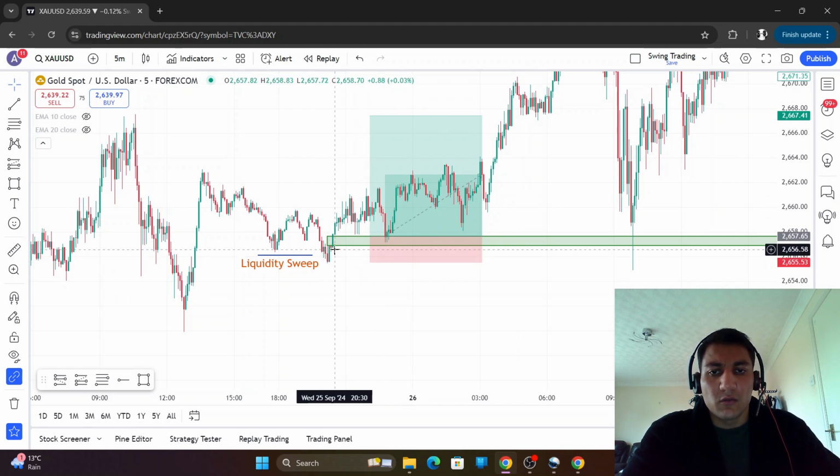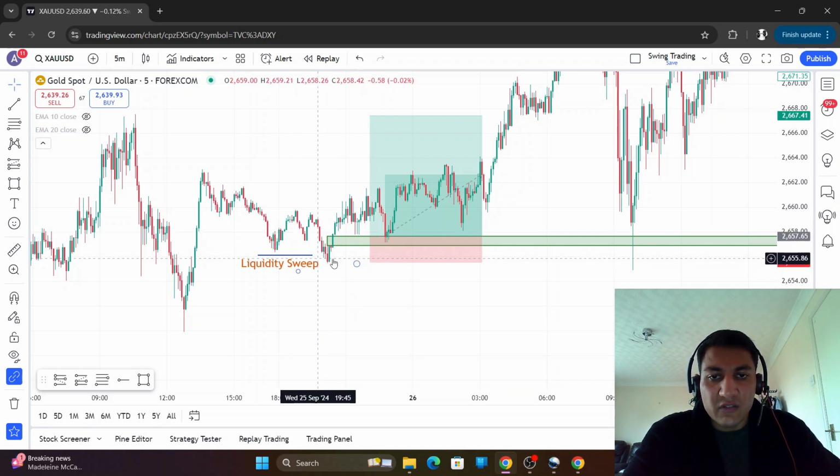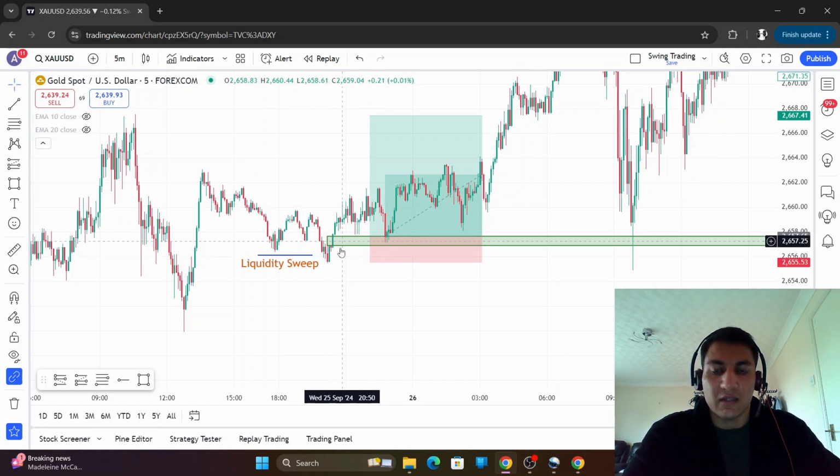Because this swing low was a liquidity sweep, right? The only reason price went down here was to take out this liquidity. It's the only reason it did that. It went down to take out this liquidity and then shot right off. That's the only reason it did that.